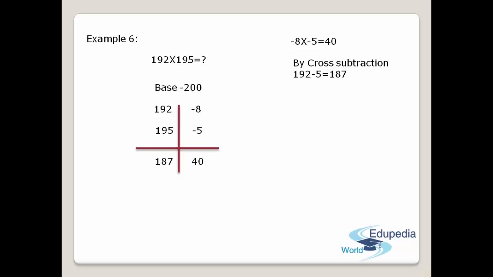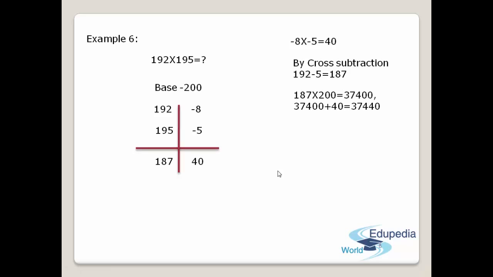After writing 187, you check the base. Here the base is 200, and the number that you have got in the left column is 187, and the number that you have got here is 40. The number of digits is 2, and in the base the number of zeros is 2. So this count is equal. But when the base is other than tens, hundreds, thousands, or any other, you multiply the base with this left column number. So you multiply 187 and 200.